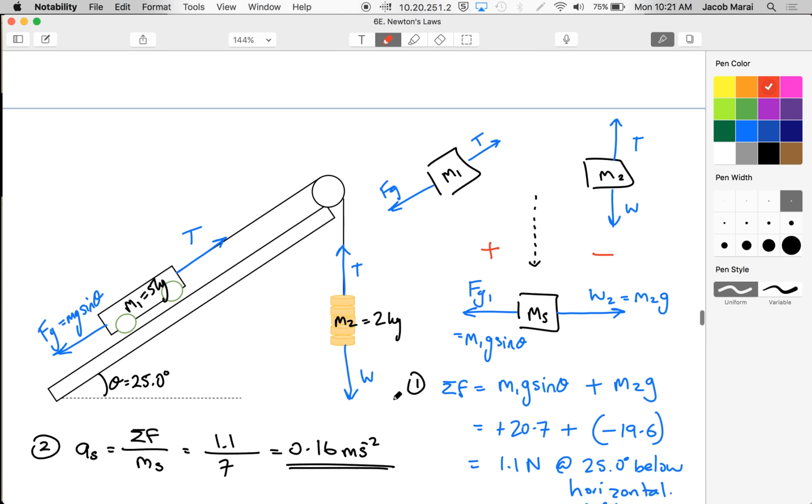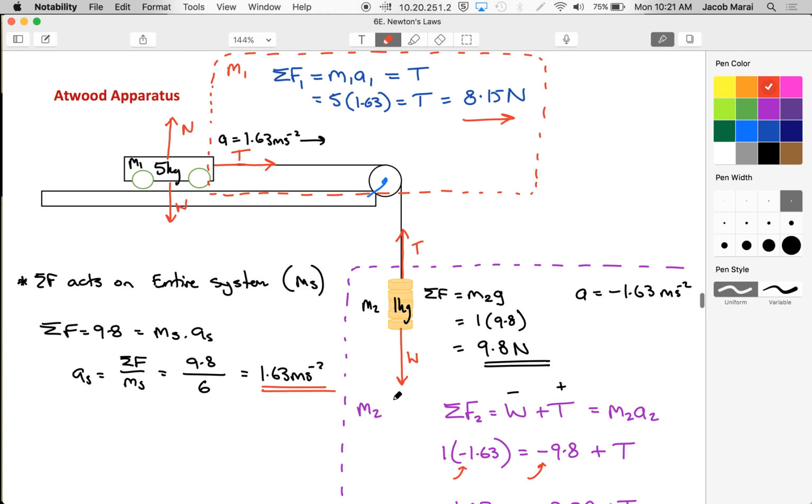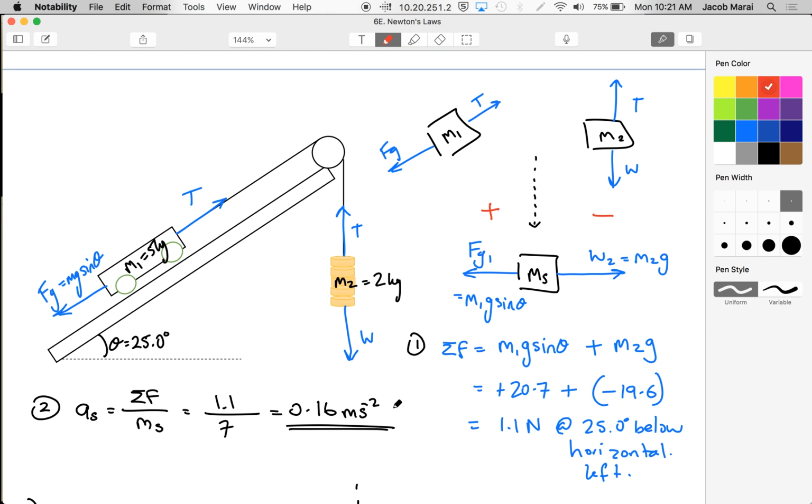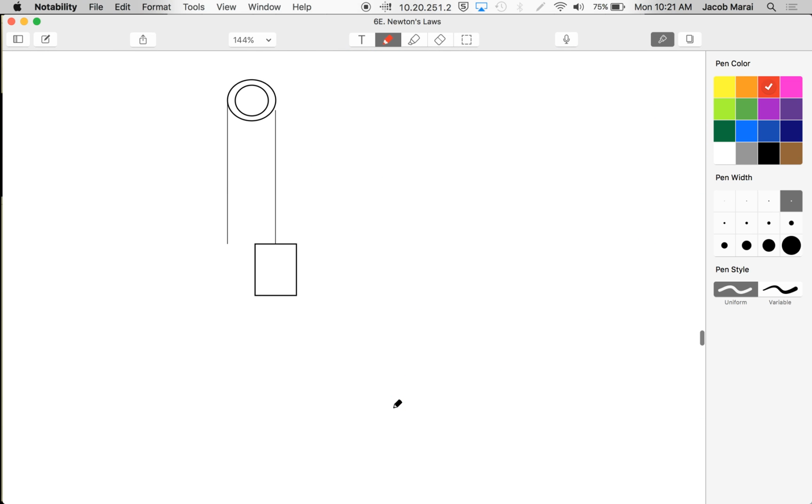Now there's different variations of Atwood machines. I would say that this one is the easy Atwood machine. This one is the hard Atwood machine. The following page is going to be the intermediate one. I really should have put this in between the two, but oh well.